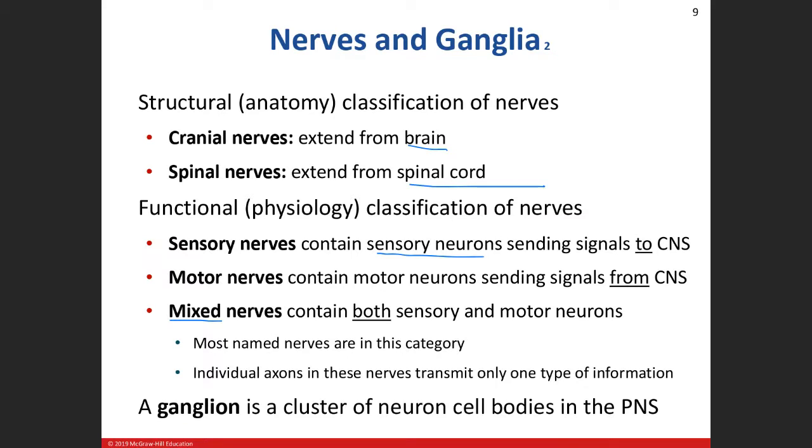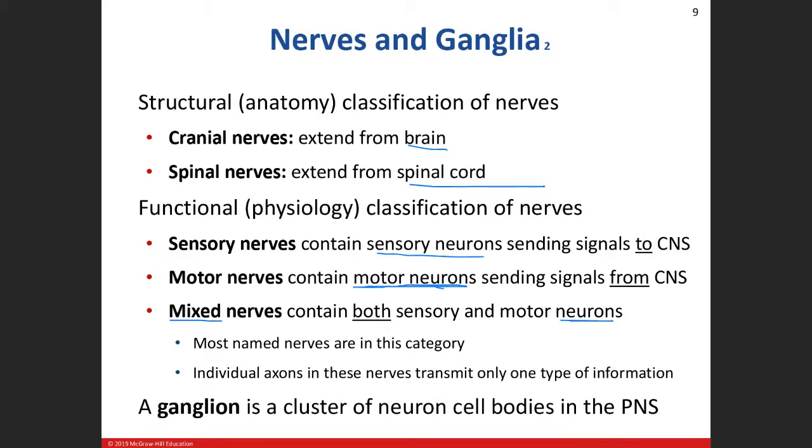Motor nerves can only carry motor information. They're made up of motor neurons. And so they're going to send that information from the central nervous system out to the effector organs, out to the muscles, out to the glands. Good on that? And then some of the nerves in our body, well, actually most of the nerves in our body are mixed nerves. So they'll have both sensory and motor neurons.